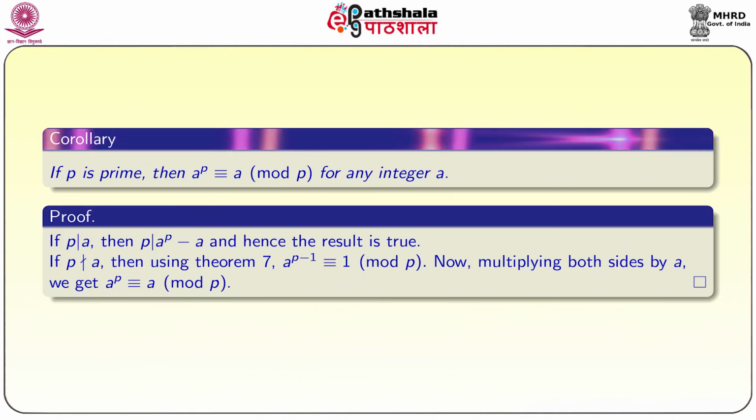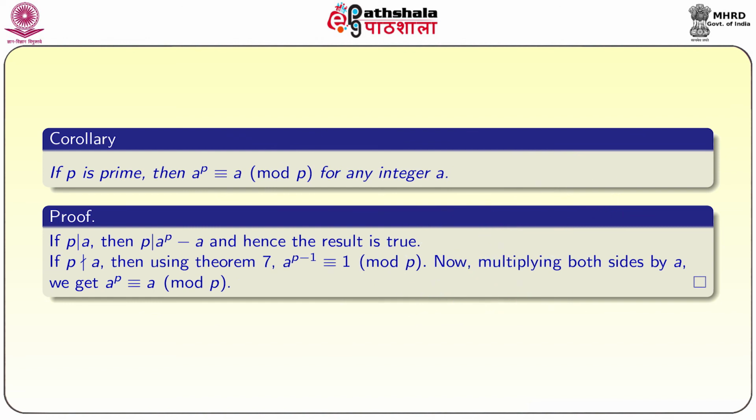Now, one of the important corollaries of this result is that if p is prime, then a power p is congruent to a mod p for any integer a. This is one of the nice properties of prime numbers. This is true for all a. Earlier, if you look at Fermat's little theorem, there is a condition that the GCD of a comma p should be 1, but here there is no restriction. The proof is very simple.